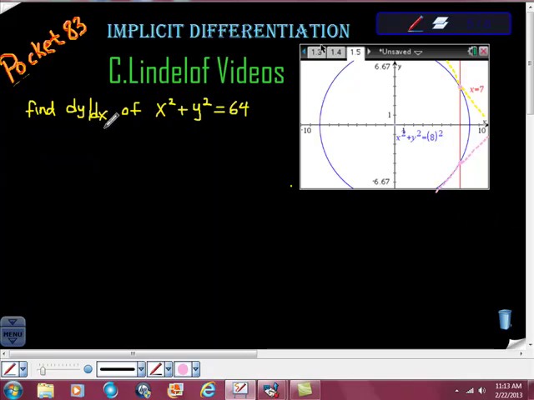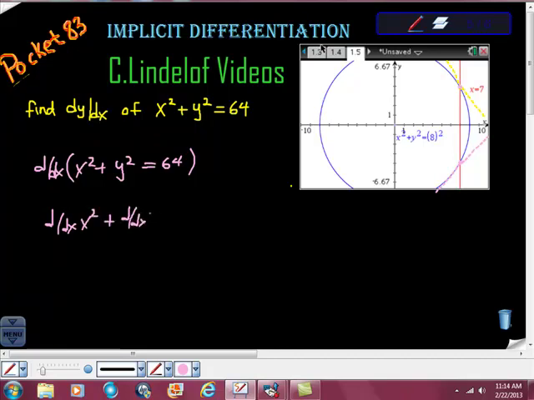So here I'm going to find dy dx of x squared plus y squared is equal to 64. So let me just write this out. I'm telling you that I am going to take the derivative d/dx of x squared plus y squared is equal to 64. So I'm saying that I'm going to take d/dx of x squared, which we happen to know, plus d/dx of y squared, and also d/dx of 64. Some of this stuff we know. We know that the derivative of x squared is 2x, don't we? We also know that the derivative of a constant is equal to 0.